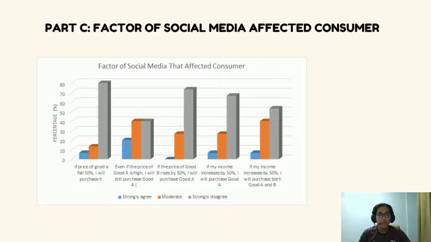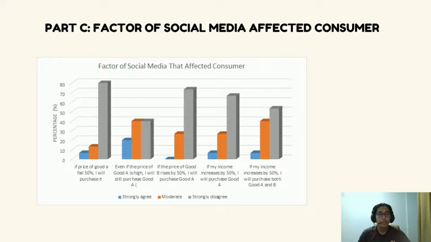The percentage of respondents who strongly agree that the price of good A is high and they still purchase good A is 20%. This statement was agreed upon by respondents because consumers think that the higher the price of products, the better the quality of the products they have purchased. Then, the percentage of respondents who totally agree that if income increases by 50% they will purchase both good A and B was only 6.67%.